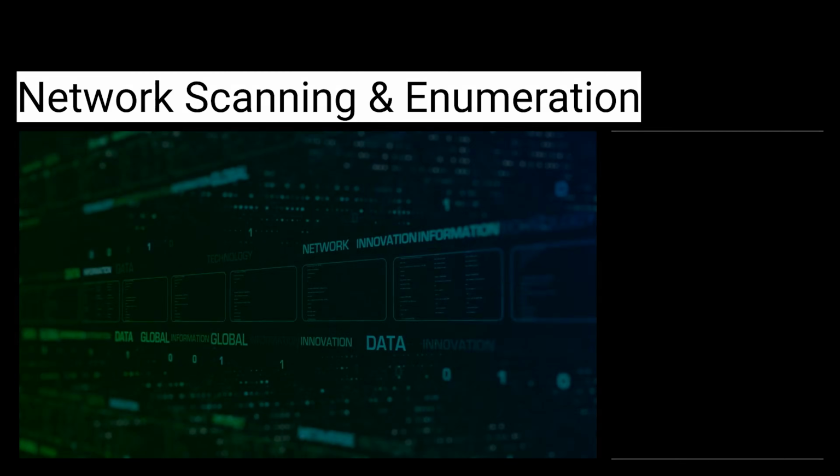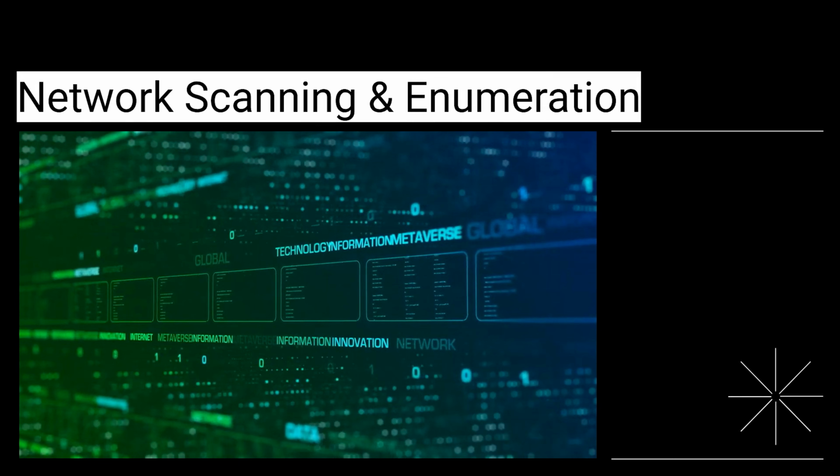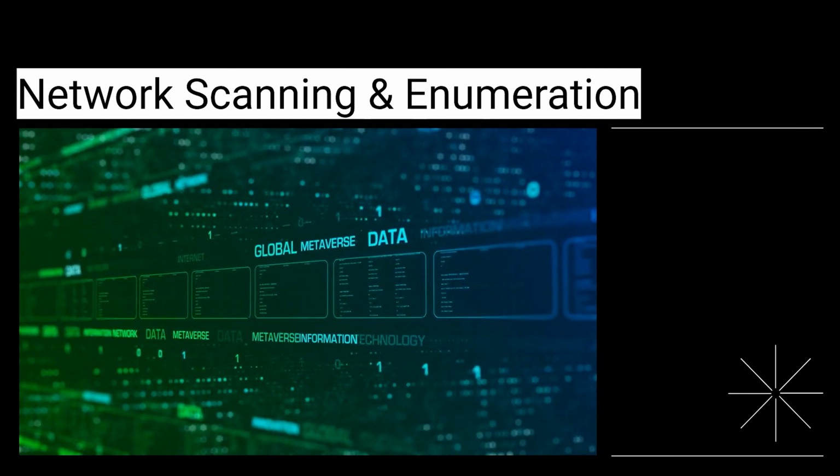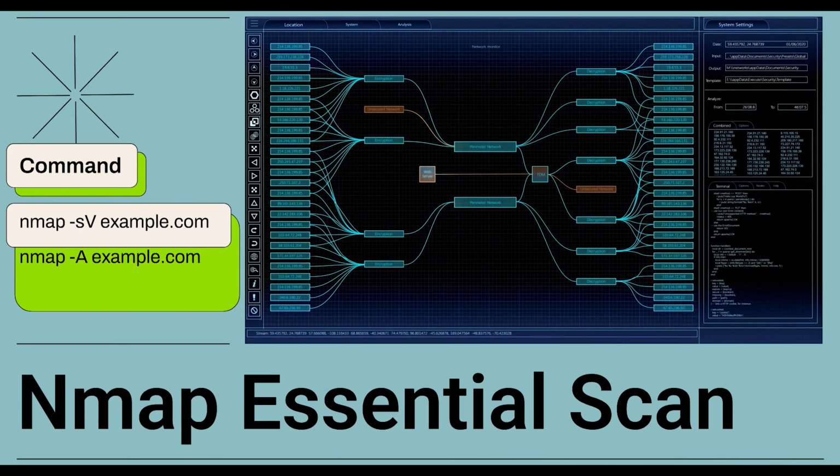For network scanning and enumeration, 2 of the most popular tools are Nmap and Masscan. Nmap is used for network mapping, security auditing, and host discovery. It's one of the most popular tools in the cybersecurity world. Just run the command with an IP or URL, and Nmap will start scanning and show you the results.